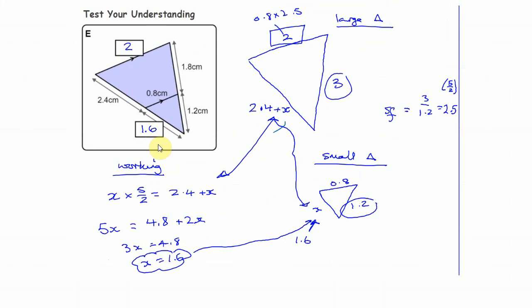This is my working out for it. So I drew out my large triangle, my small triangle, found my pair, found the scale factor of 2.5 or 5 over 2. And then it was fine to find this. This was just a straight multiply from 0.8 times by 2.5. However, I'd set some algebra up for this, x and 2.4 plus x. Did my working out down here, and I solved this to be 1.6 centimeters.